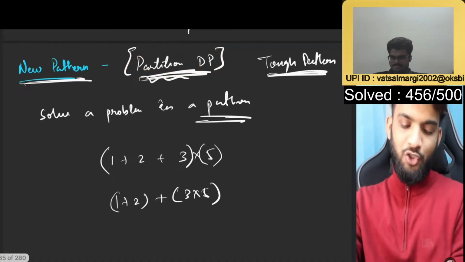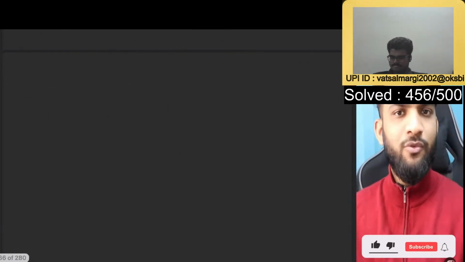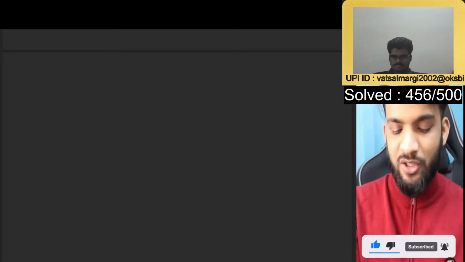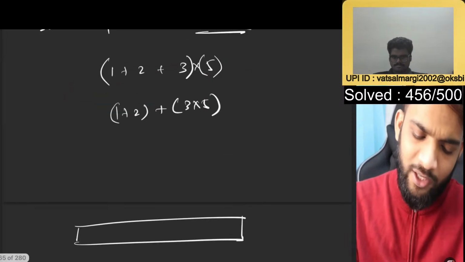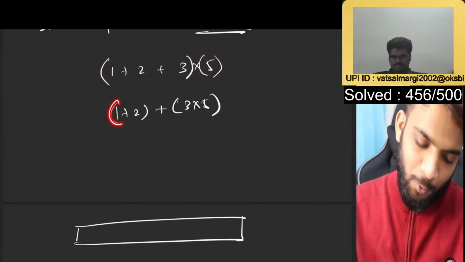So generally, how will you solve a partition DP problem? As of now, I did tell you some rules for dynamic programming, but for partition DP there will be a different set of rules. Let's understand. In almost all the problems, you will have an array. And as you saw over here, you solve this portion at first and then this portion, or you can solve this portion at first, or this portion.